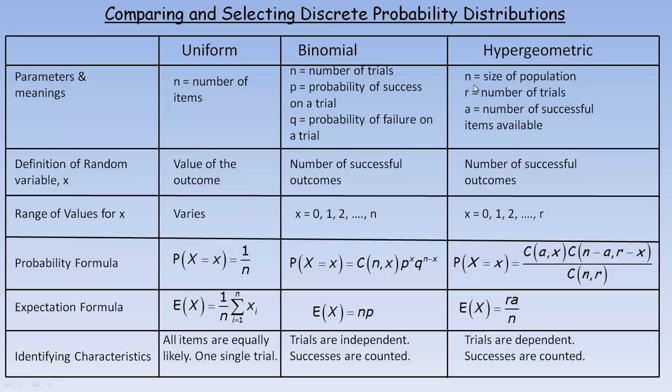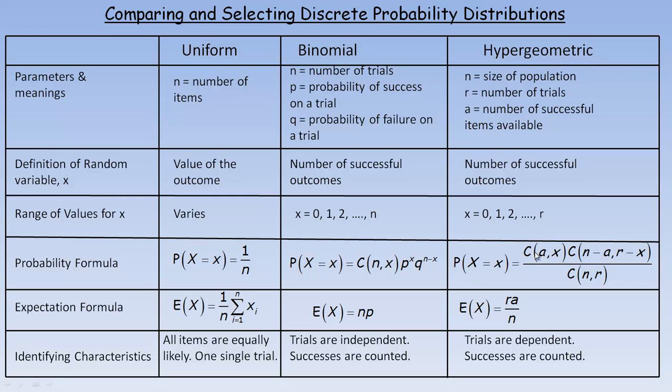In a hypergeometric, n is the size of the population. There are r trials, and a is the number of successful items available. So for example, if you have a container that has, let's say, red, brown, and green balls, you define getting a red ball to be a success. Well, a is the number of red ones in there. The definition is just, again, the number of successful outcomes. The values for x can be 0 up to r. Since there are r trials, r is the largest value that x could be.